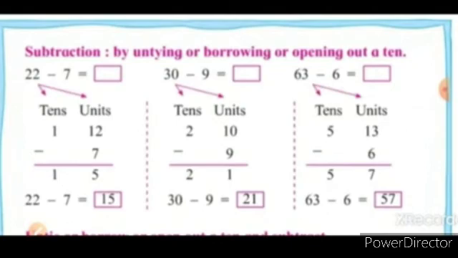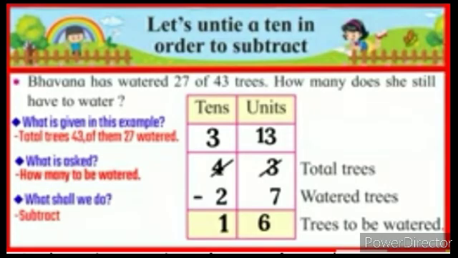In the tens place it will come 1 as it is. So the answer becomes 15. Like this way children, next examples, 30 minus 9 and 63 minus 6. Children, you have to repeat these examples again and again. Then only you will be able to solve these examples. Let us see the next example.